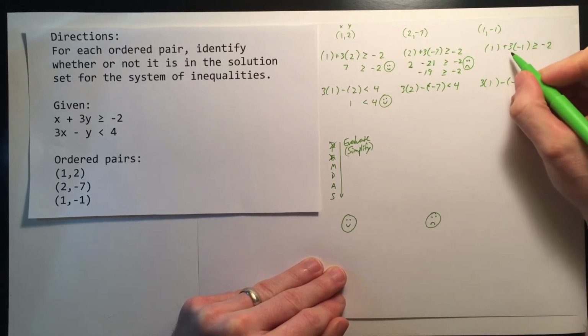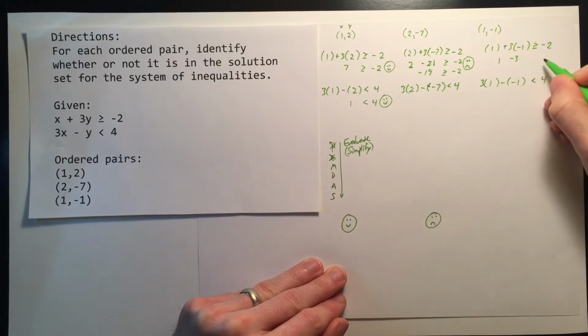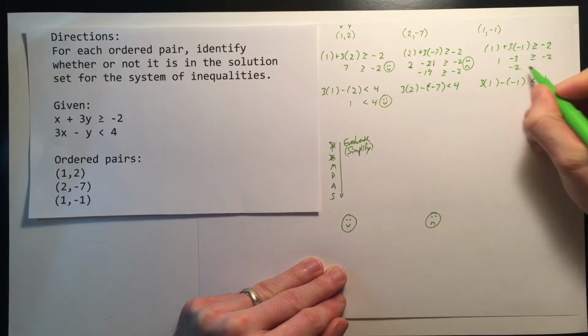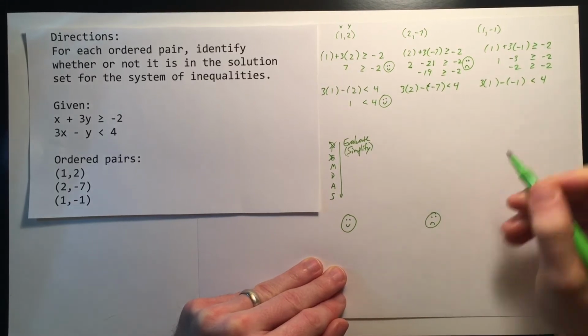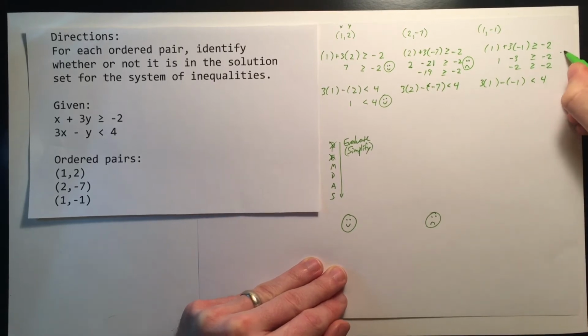And last one, 3 times -1 is -3. 1 minus 3. 1 minus 3 is -2. Is -2 greater than or equal to -2? Yes, they're equal.